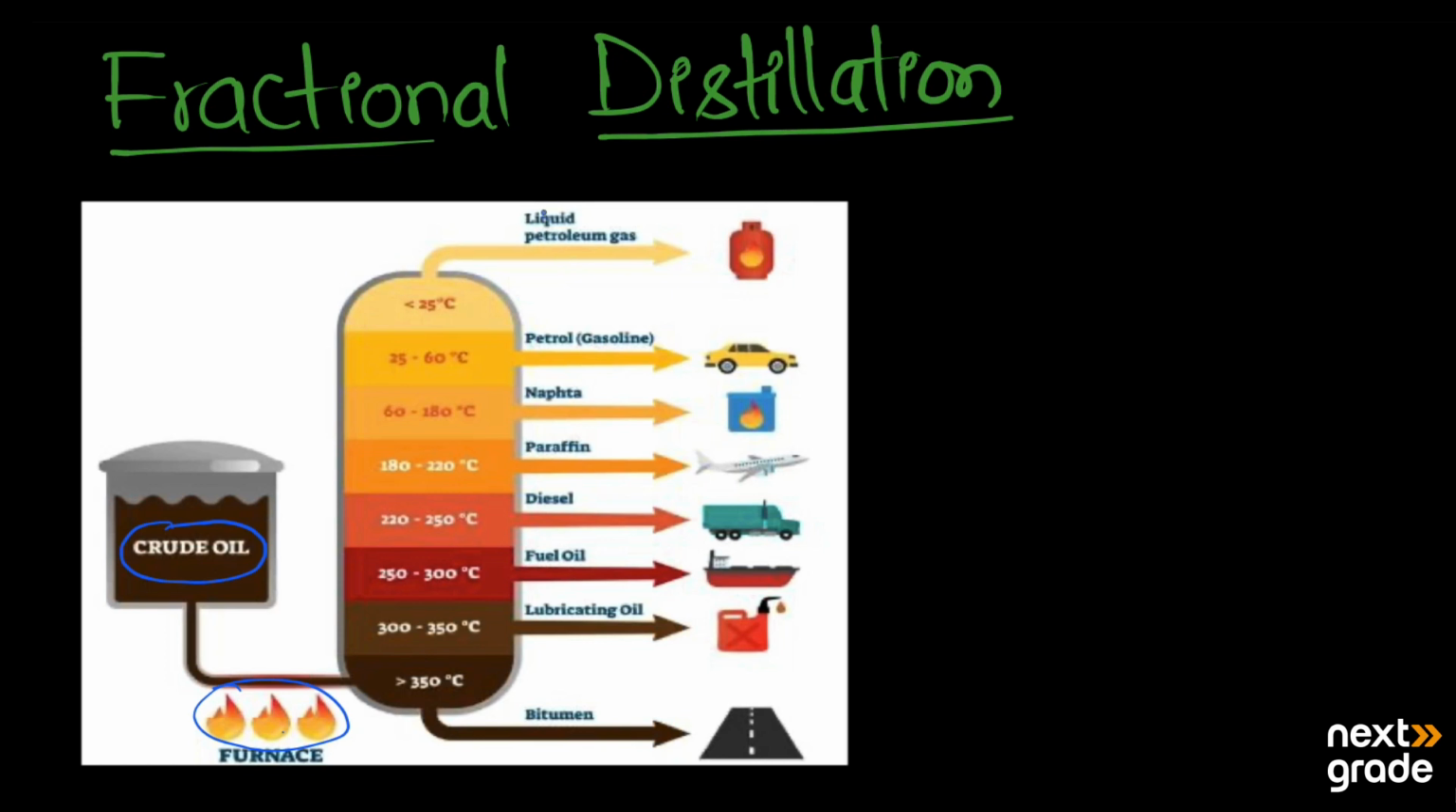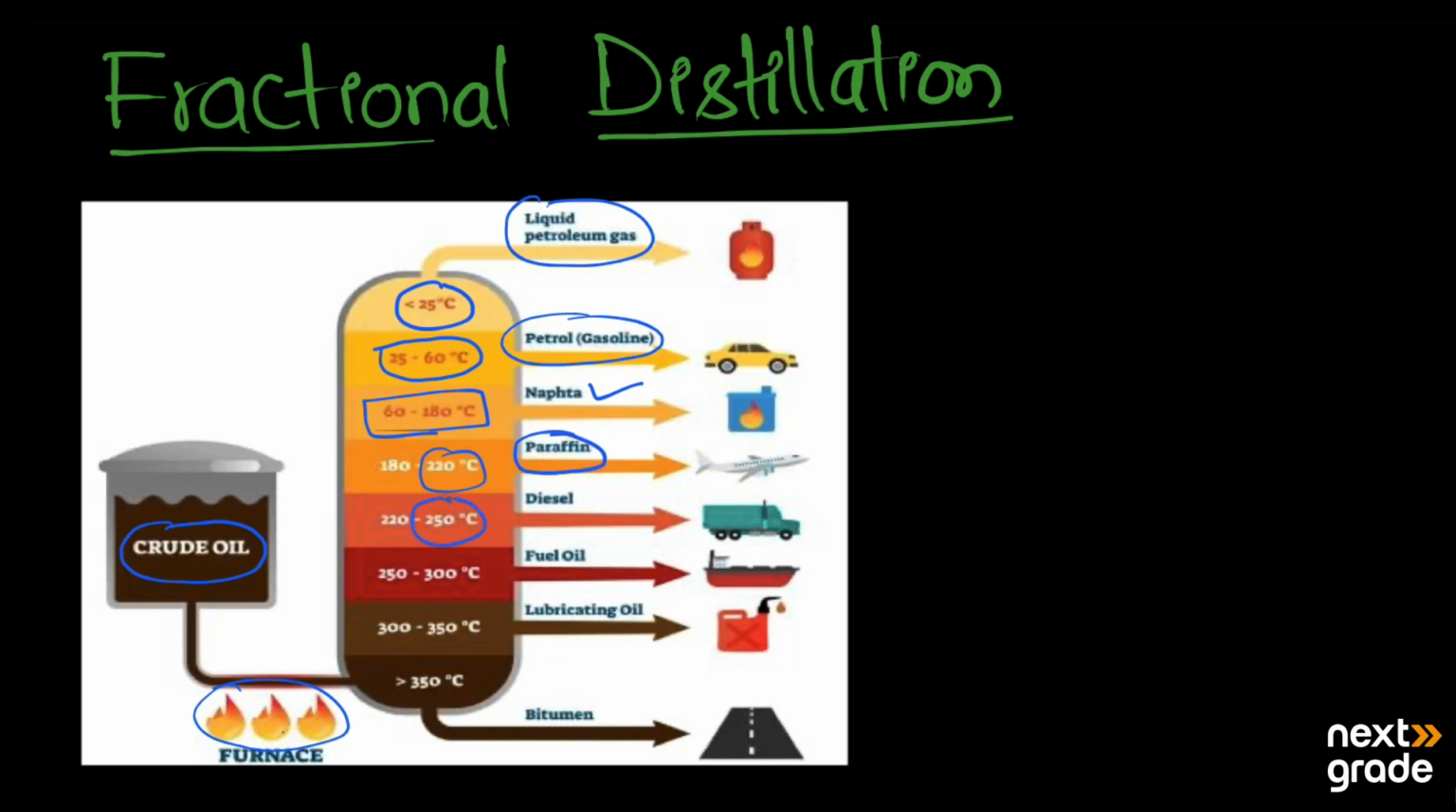The first substance that we gain is liquid petroleum gas, which we gain at 25 degrees Celsius. After that, in the temperature range from 25 to 60 degrees Celsius, we gain the petrol or the gasoline. When the temperature is almost 60 to 180 degrees Celsius, we gain the naphtha. And when the temperature is almost 220 degrees Celsius, we gain its fourth fraction, which is paraffin.